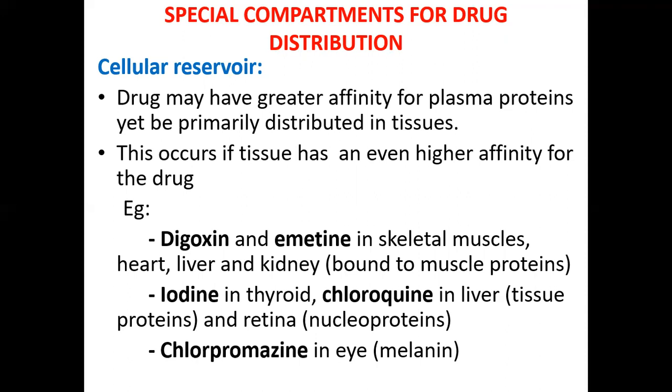So these drugs have affinity for plasma proteins, but they have even higher affinity for other proteins in the tissues. So not only the plasma proteins act as reservoir, but even the cells or the tissues may also act as reservoir. Thereby, these drugs get distributed to the various tissues in the body.